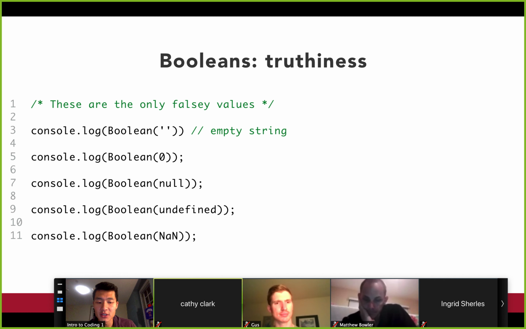That includes empty arrays, truthy. Empty objects, truthy. Functions, truthy. Everything is truthy except for these 6 values if you include false itself. Okay, so I'll just say one more time. The only false values are empty strings, the number 0, null, undefined, not a number, and then the actual value false itself.